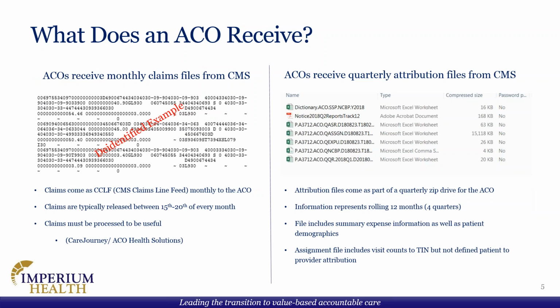Now, on a monthly basis, an ACO is going to receive a number of those CMS claims line feed data files. This is typically received between about the 15th and 20th of every month, and we know that when we receive them about the 15th, they're usually available to you within ACO Health Solutions or Care Journey by about the 20th. And if we get them by about the 20th, we usually have them loaded or available to you by about the 25th. It takes just a couple days to get them loaded, but it can be a little bit dependent on when we actually get them to you.